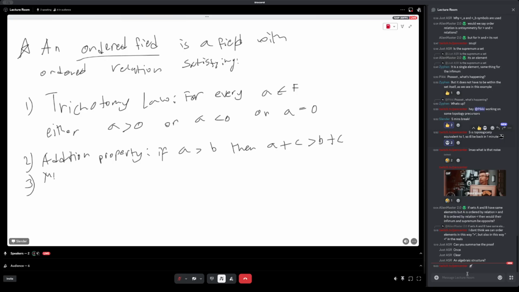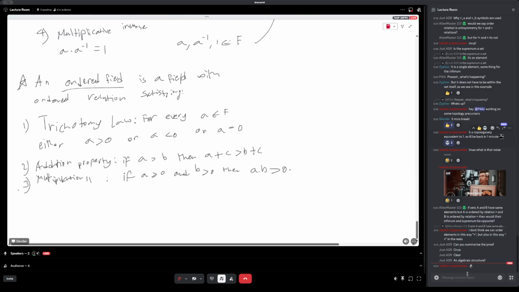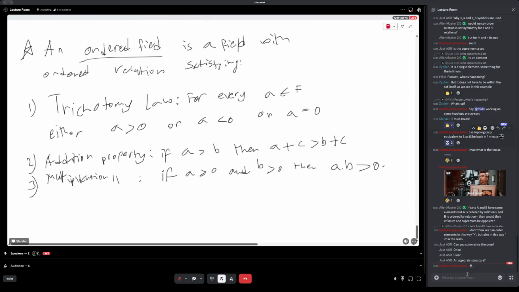And then we have the multiplication property. The multiplication property is basically, if A is positive and B is positive, then if you multiply these two, you get a positive number. So this property here forces us to say that the product of two negative numbers will be positive. So that's what an ordered field is.